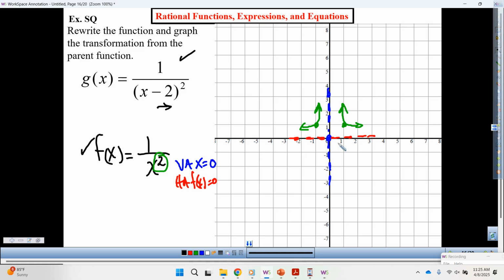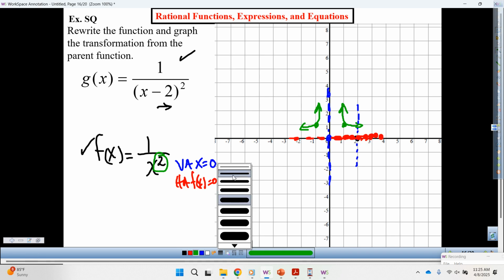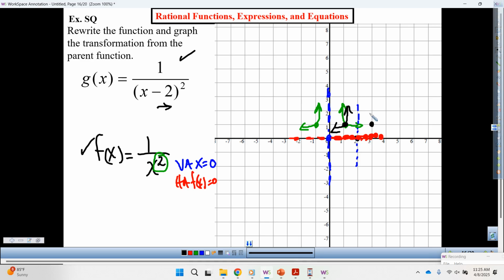So from here we go 1, 2. Get your asymptote right here. The other one right there. I'm going to make it a little bit bigger so you guys can see it. And from here, I go 1 up, 1 to the right. I'm going to do that in black. 1 up, 1 to the left. And from here again, 1 up and 1 to the right. And that's my final g of x.